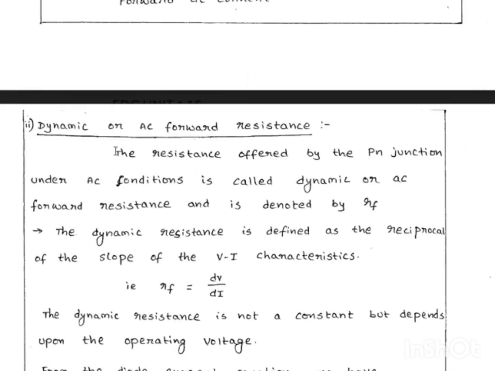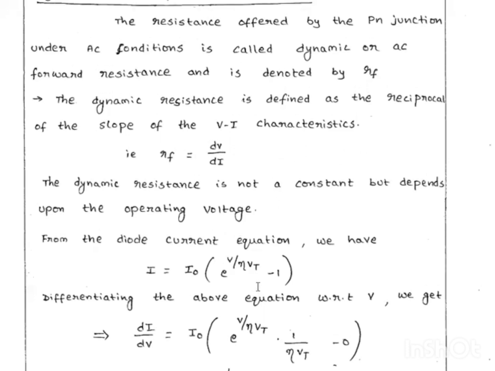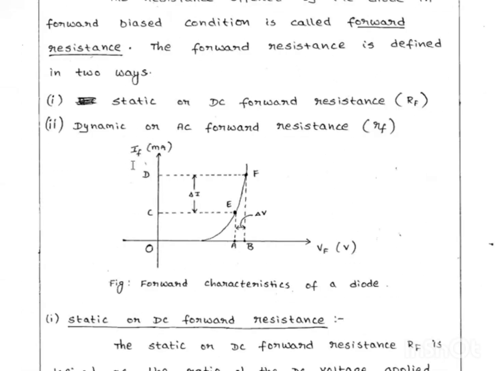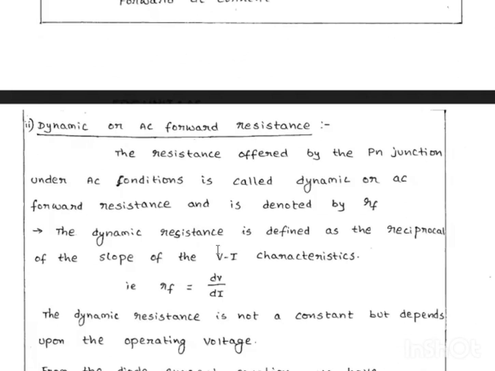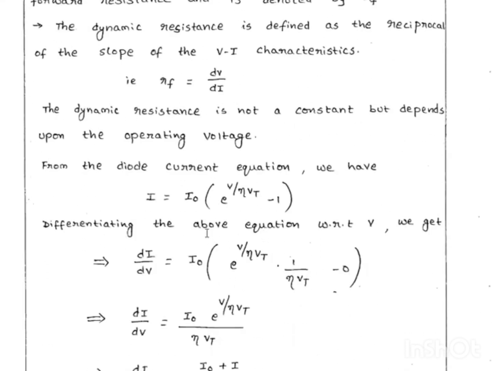If you want dynamic or AC forward resistance, the resistance offered by the PN junction under AC condition is called dynamic or AC forward resistance and is defined as small RF. The dynamic resistance is defined as a reciprocal of slope. Previously we have seen how it becomes the reciprocal of slope. RF is equal to dV by dI, that is equal to 1 by slope of VI characteristics. Slope is nothing but, on the y-axis there will be a change in current, that is dI, by dV on the x-axis. By rearranging it with the reciprocal, it will become 1 by dI by dV. So RF is equal to 1 by slope. The dynamic resistance is not a constant, but depends upon the operating voltage.